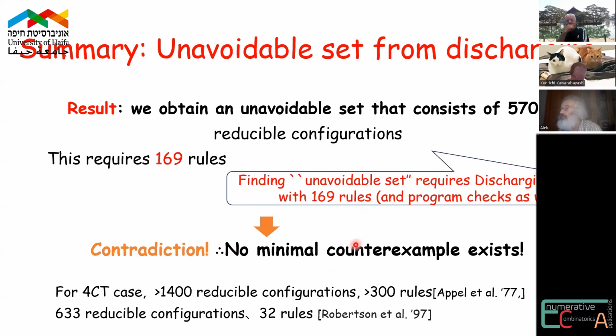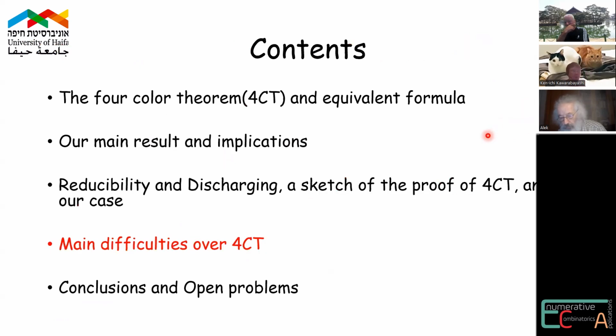Okay, then that gives a number. That means that there's no minimum counterexample, a contradiction. In the Four Color Theorem case, this number is much lower, like 32, and we have 169. And 633 reducible configurations is replaced by 5076. Good. Okay, so now I have finished the first half of my talk.